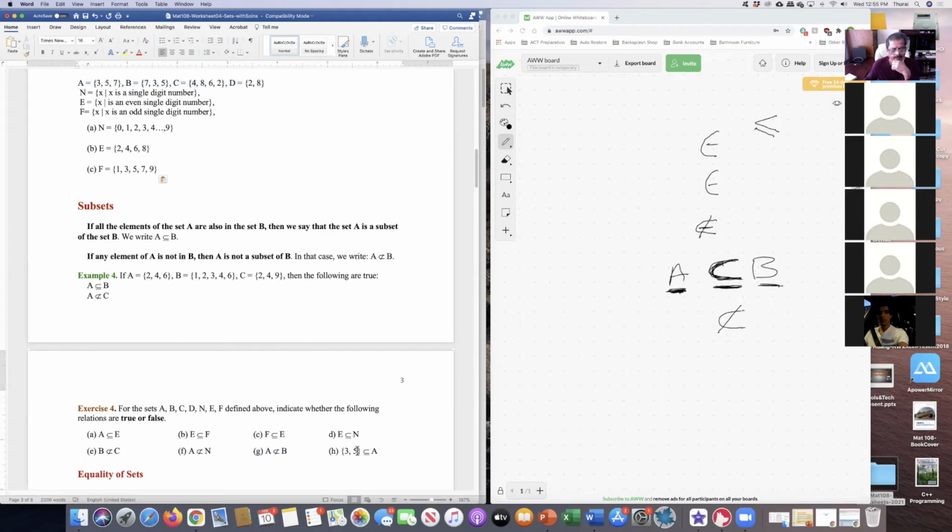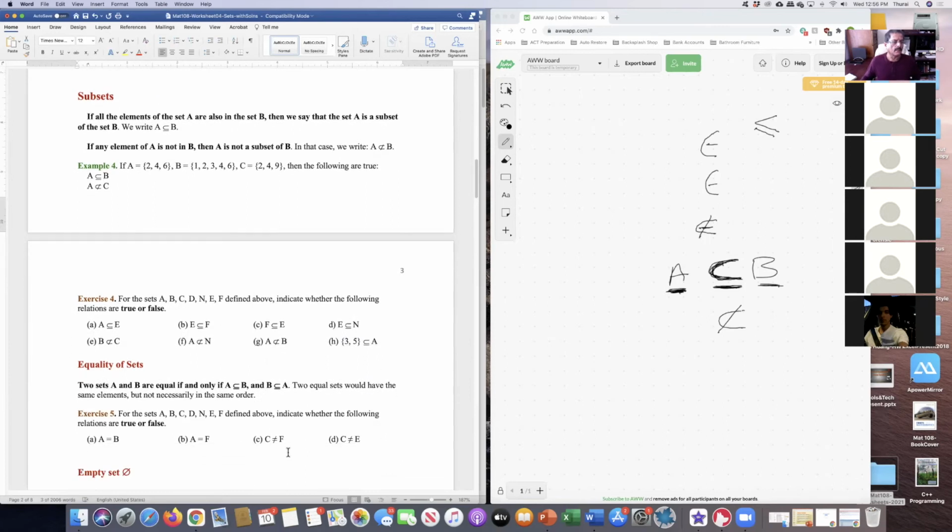This says {3, 5} as a set is a subset of A. A is this. So is that true or false? That's true. 3, 5 with a curly bracket around it is a set. And is that a subset of this set A? Yes. All those elements 3 and 5 are here in A. So that statement is true.